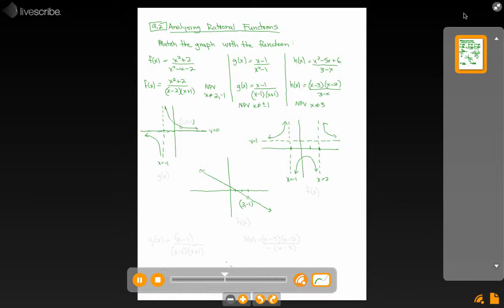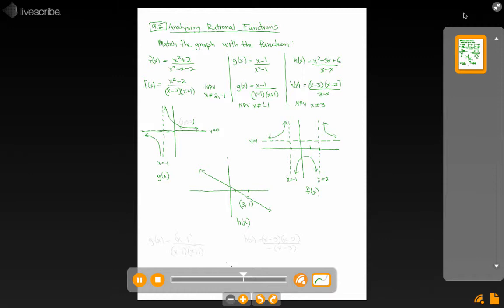Just looking at the non-permissible values, we'd be able to actually answer this matching question because they didn't make it too hard on us. They could have made it harder where one graph had non-permissible values at 2, negative 1, and so did another, but one of them had points of discontinuity and the other one had asymptotes. But in this case, the only graph with non-permissible values at 2 and negative 1 is this one here, so this one must be f of x. The one with non-permissible values at negative 1 and positive 1 is this one here, so this must be g of x, and by elimination the only one with non-permissible value only at 3 is h of x.